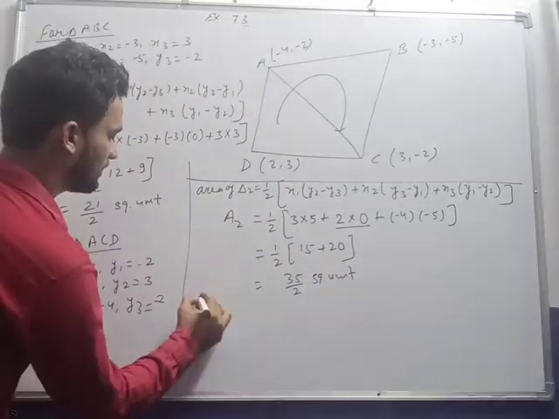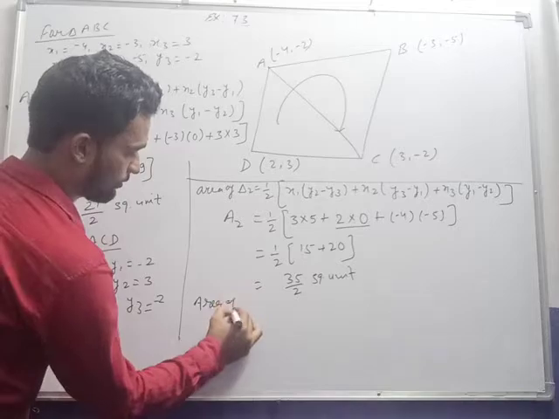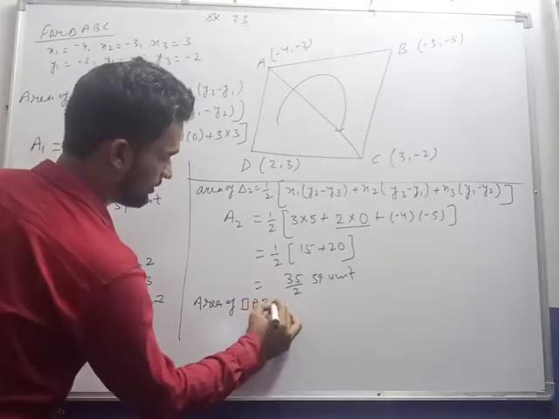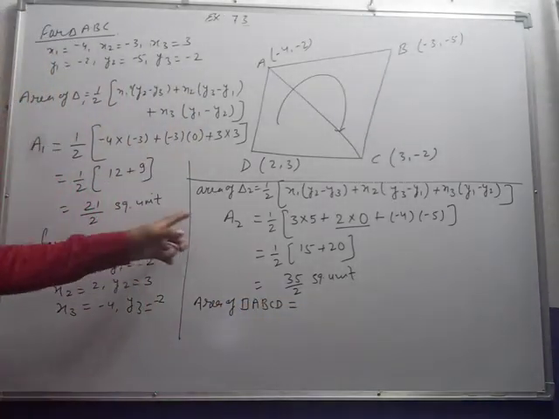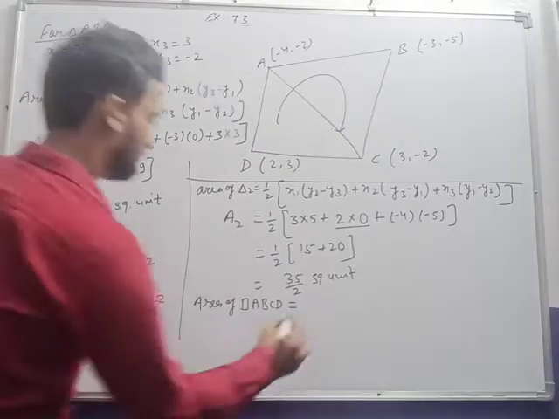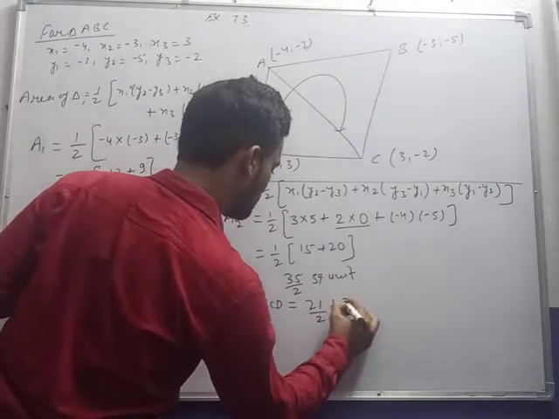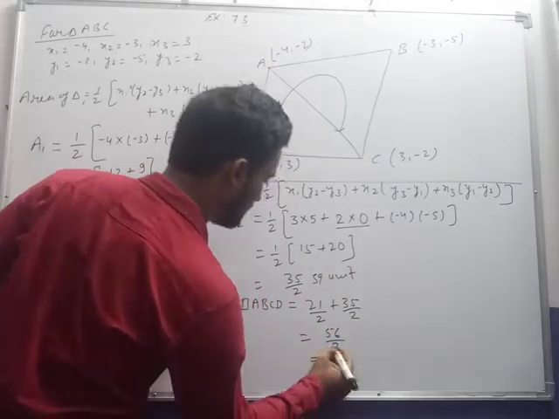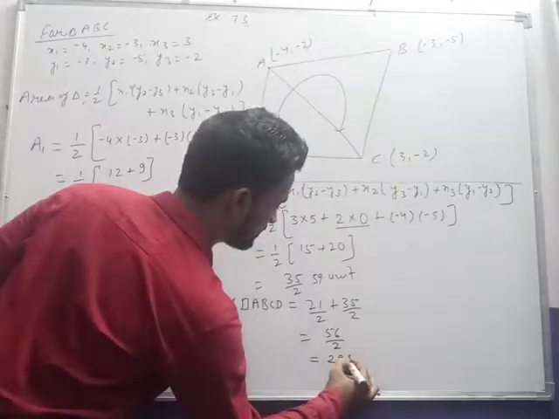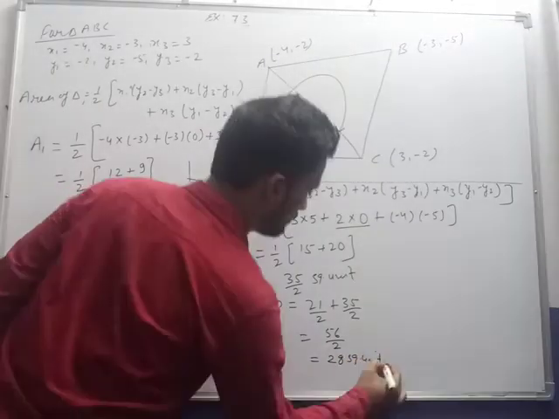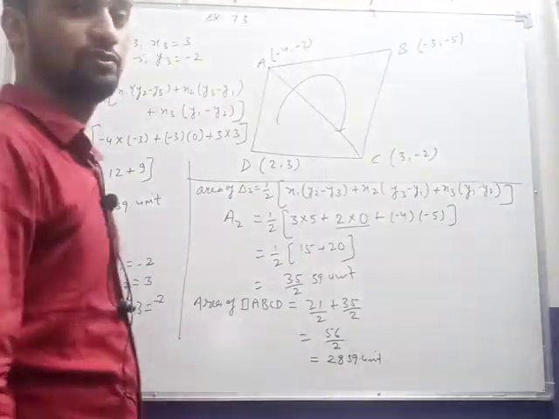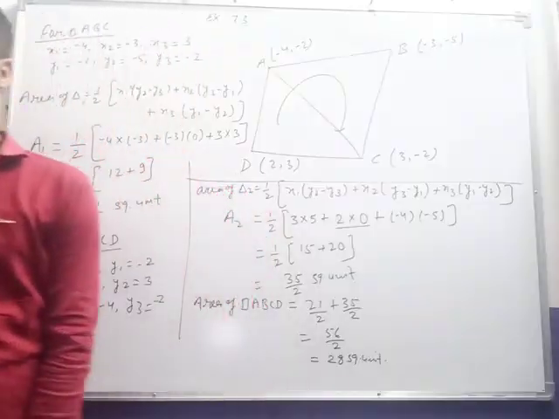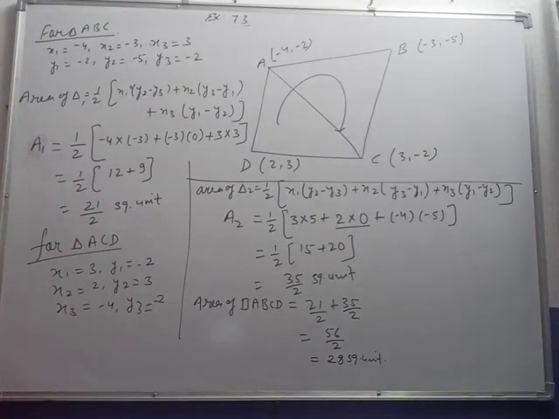And finally, the area of quadrilateral ABCD is equal to A1 plus A2, that is 21 by 2 plus 35 by 2, which is equal to 56 by 2, and that is 28 square units. So this will be the final answer of this question.